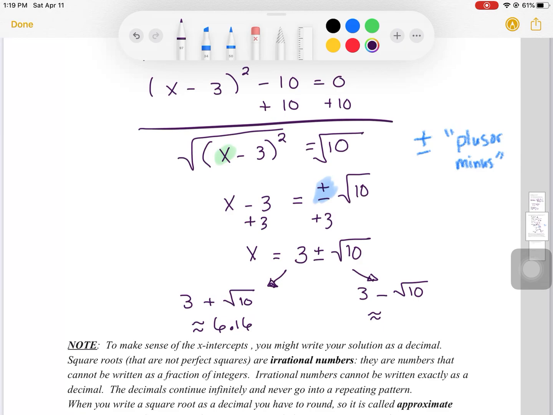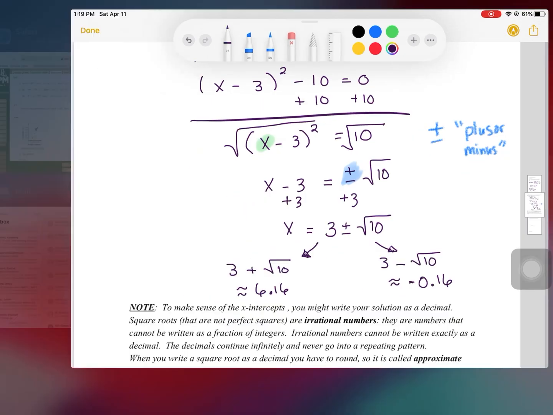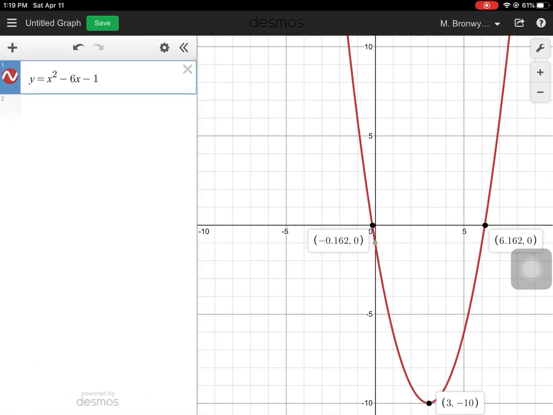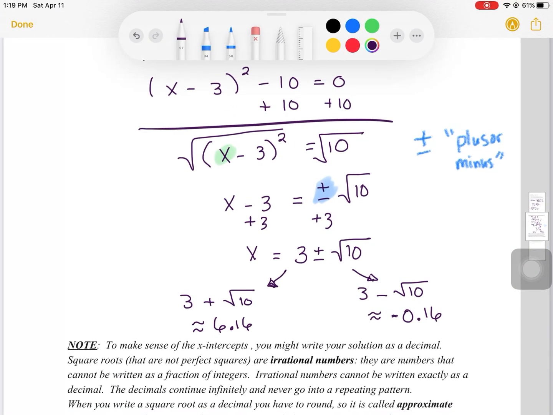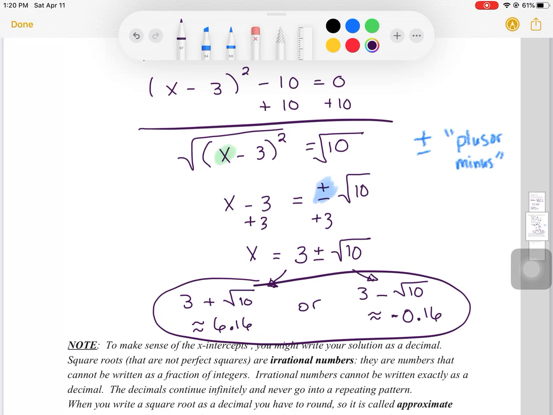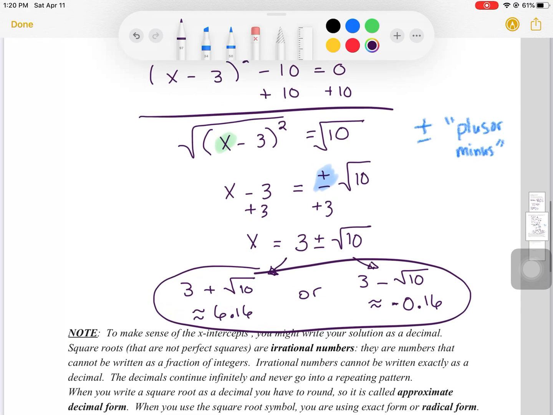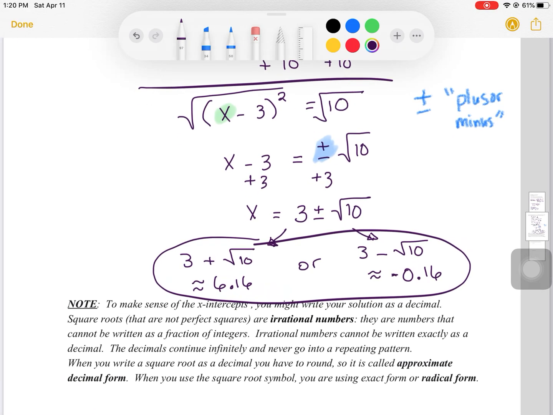So this is approximately 3 minus about 3.16, so it would be negative 0.16. And going back to look at our graph, you would see those are the values that are actually our x-intercepts. So what we're seeing is that we've got two possibilities for our intercepts.